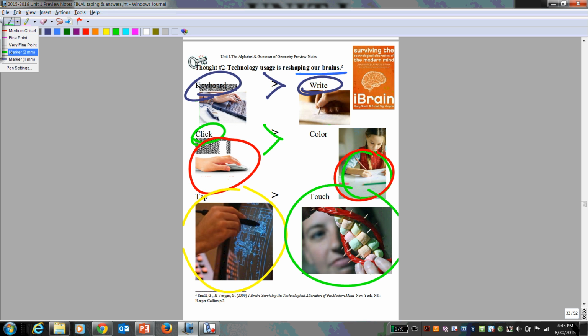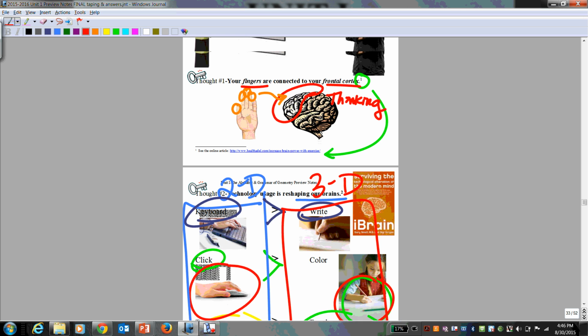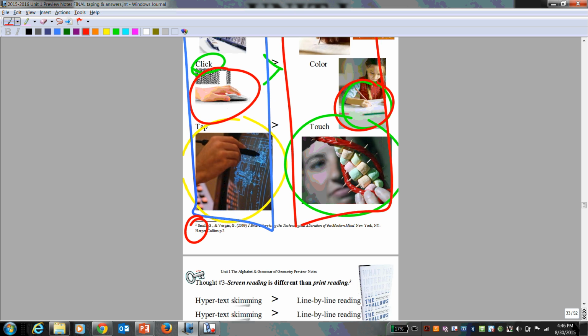Notice what's going on here is that this is all predominantly 2-dimensional, tapping, touching on screens versus living and interacting in the 3-dimensional world. And it's changing the way your brain thinks. Again, I have references right there. That's key thought number 2. Key thought number 1, your fingers are connected to your frontal cortex. Key thought number 2, the use of digital technology reshapes the neurology of brains.